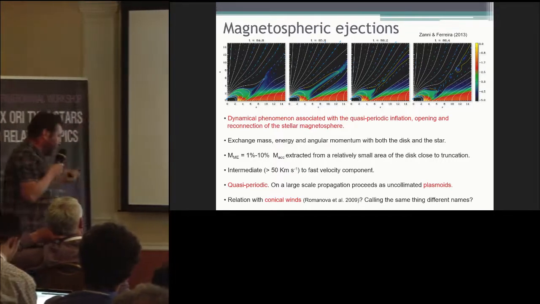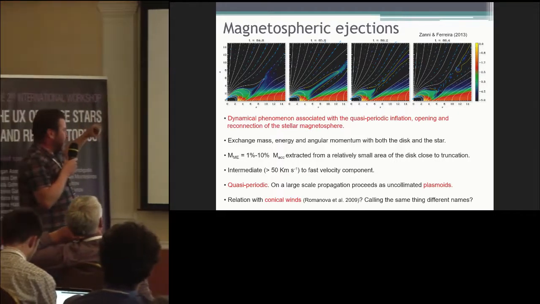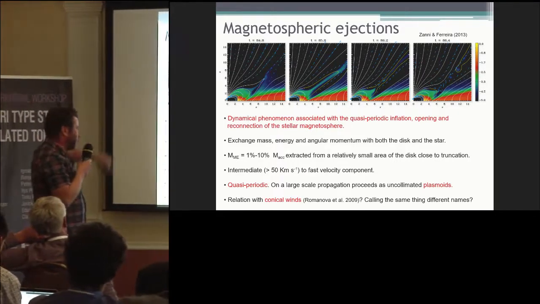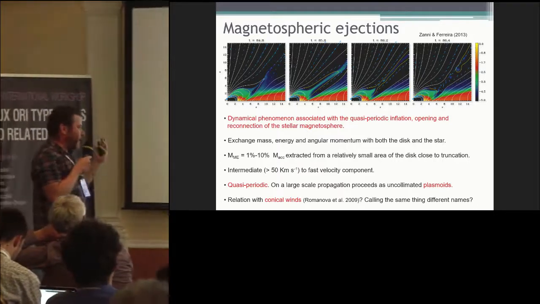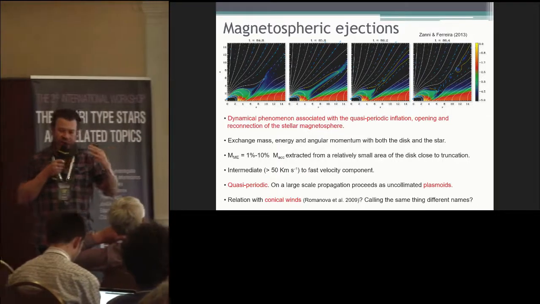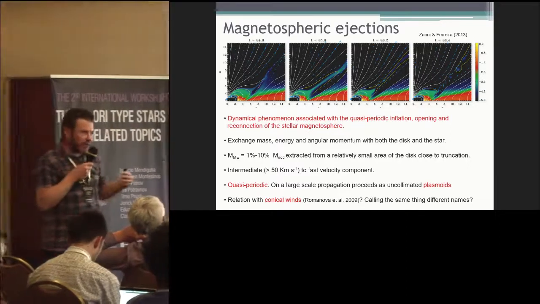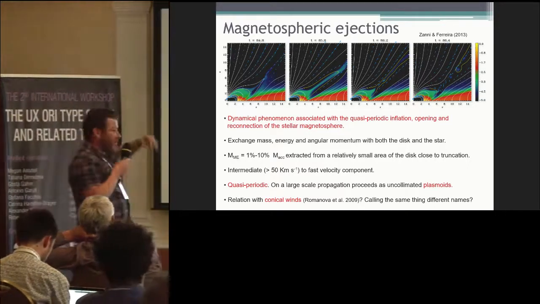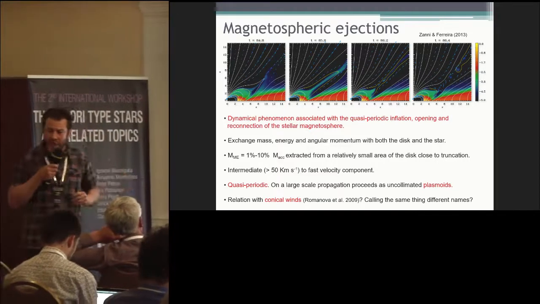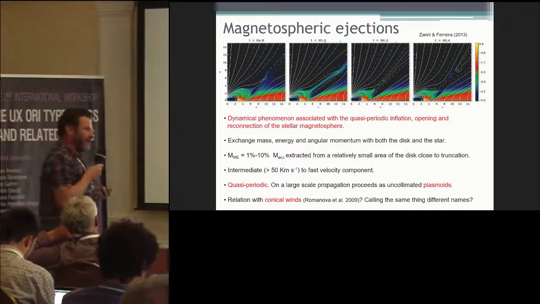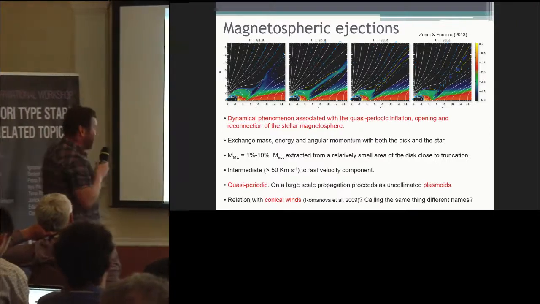As I was saying, they are quasi-periodic, because it's based on this inflation and reconnection quasi-periodic mechanism, and on a large scale, they proceed as plasmoids. So they're ballistic, they proceed essentially in a straight pattern. That's why Romanova, I think, likes to call them conical winds.